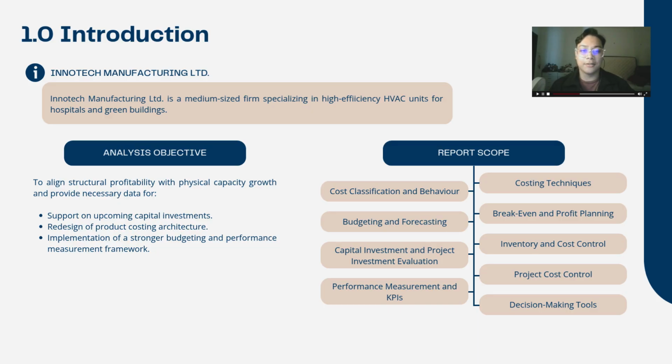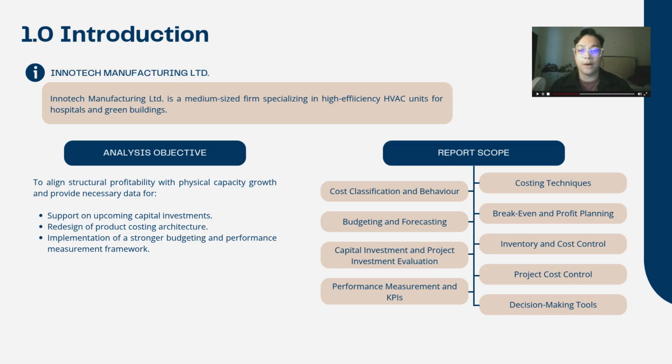Our analysis centers on Innotech Manufacturing Limited, a medium-sized engineering firm operating in a highly specialized technical niche, which is producing high-efficiency HVAC units tailored for hospitals and green buildings. Because healthcare facilities and sustainable buildings demand precise, rigorous engineering standards, the standard one-size-fits-all financial approach will not work. The primary objective of this report is to bridge the gap between engineering and finance. We aim to align our structural profitability with our capacity growth.